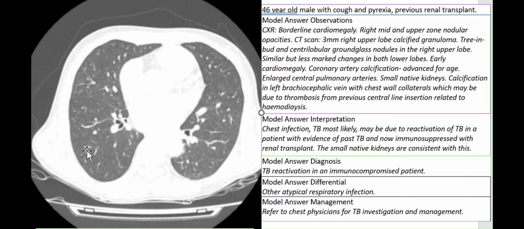These are marked changes of the centrilobular opacity. Can you see the centrilobular opacities here? Okay. However, the tree and bud pattern is mainly seen in the right upper lobe.